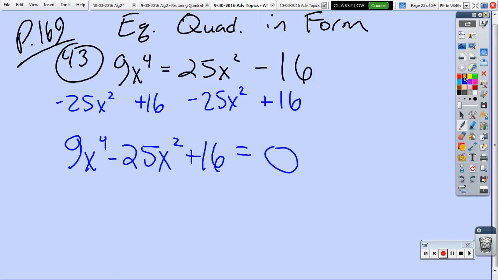So long AC says, okay, AC is what? AC would be equal to 9 times 16. 9 times 16. Someone have a calculator? Thank you. 144. Okay. So factors of 144 that add to negative 25.